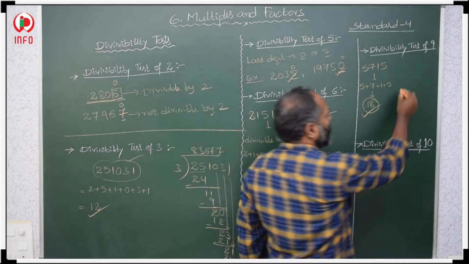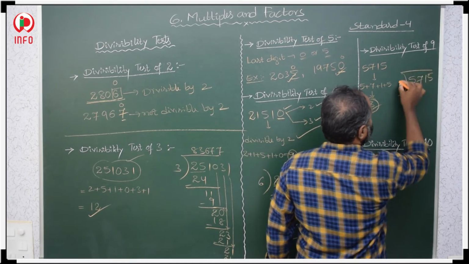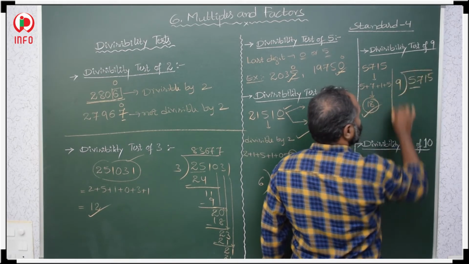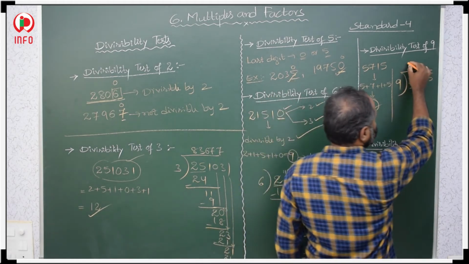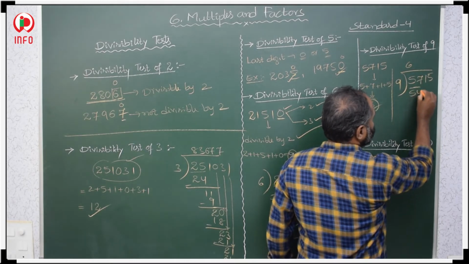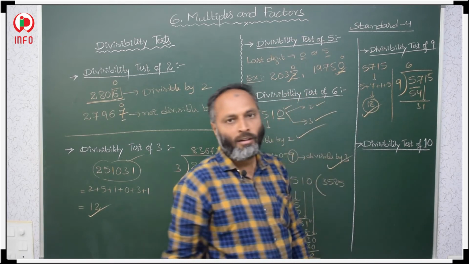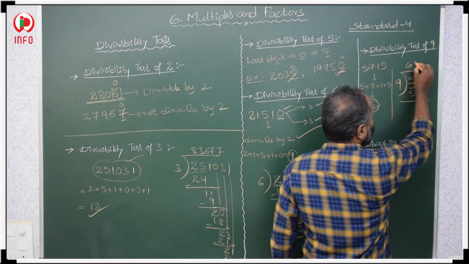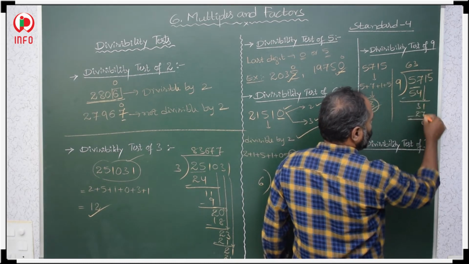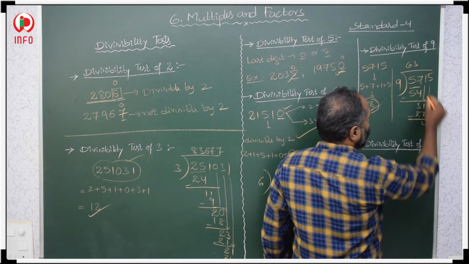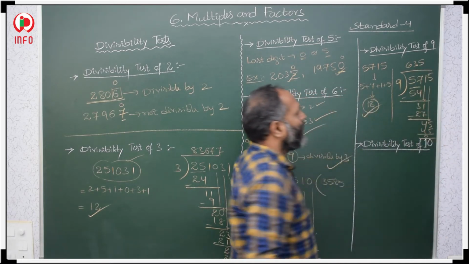Once you check 5715 divided by 9. Here 9 fives are 45, 57 minus 54 is 3, bring down 1, making 31. 9 threes are 27, 31 minus 27 leaves 4, then bring down 5, making 45. 9 fives are 45, remainder 0. So like this we have to check.